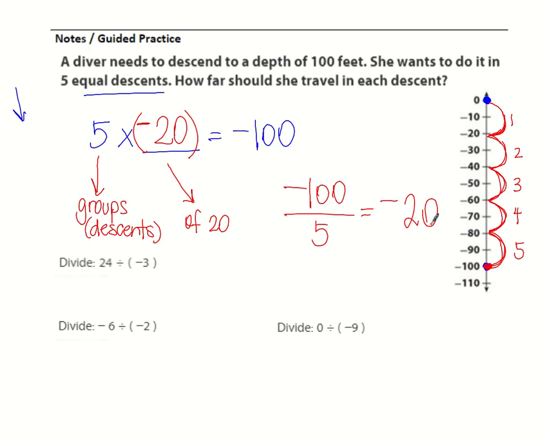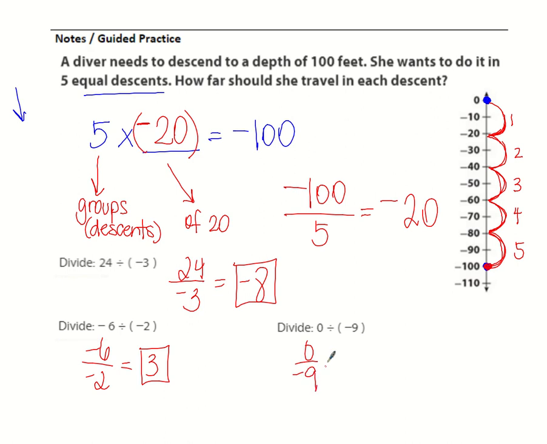And so instead of 24 divided by negative 3 with the division sign, I'm just going to rewrite it as 24 divided by negative 3. And again, a positive divided by a negative is a negative answer. Go down to negative 6 divided by a negative 2. Negative divided by a negative is a positive answer. And then 0 divided by a negative 9.